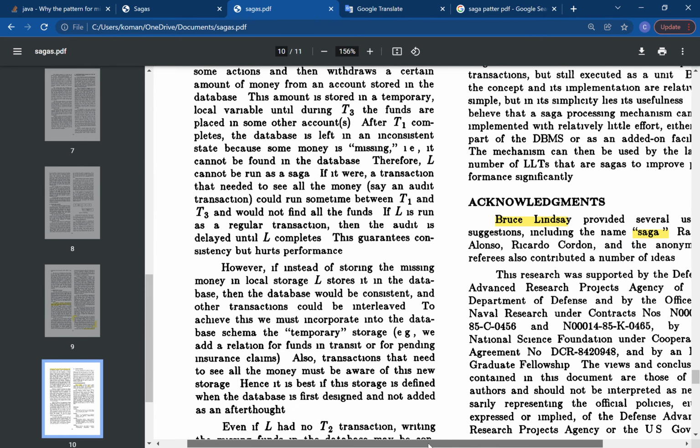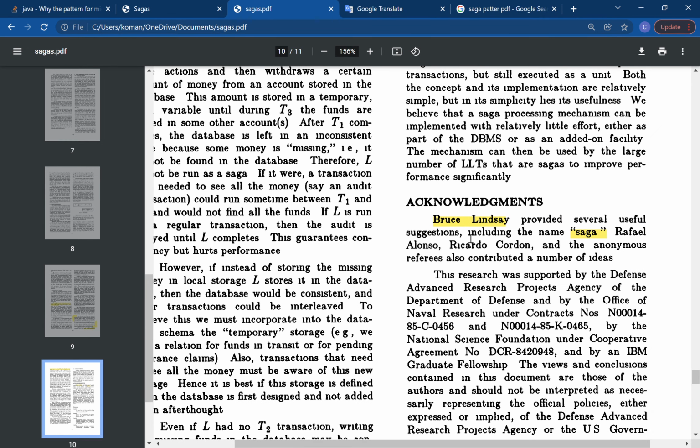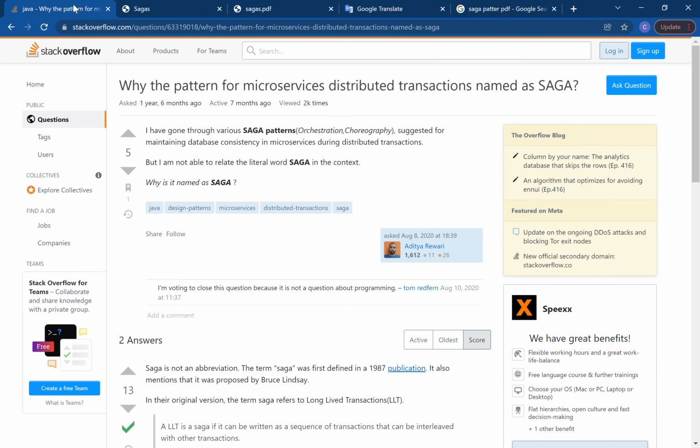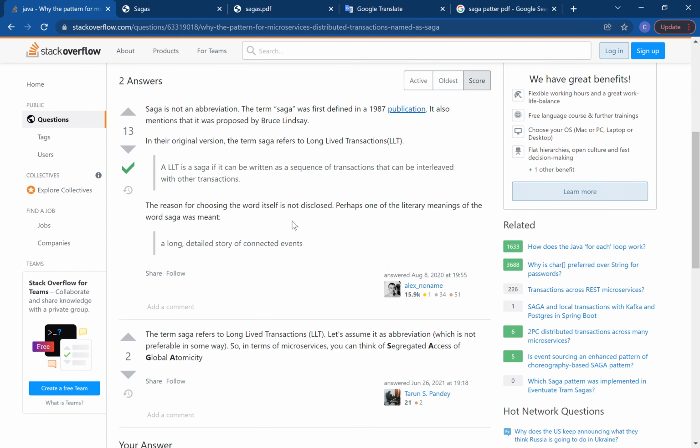Actually, I found that the saga term was introduced by Bruce Lindsay, but this paper does not reveal what saga means, whether it's an abbreviation or something else. I only found a question about this, and some guy suggests this explanation of the term: segregated access or global atomicity.